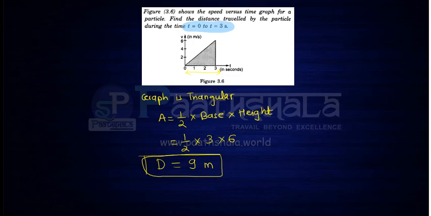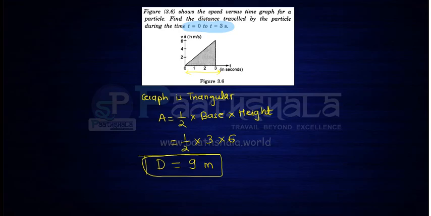Whenever we are given a speed versus time graph and the graph is linear, then we need to find the area under the curve to get the distance. Or if the graph is triangular or rectangular, trapezoid, quadrilateral, etc., then distance is nothing but the area under the curve in the speed versus time graph.